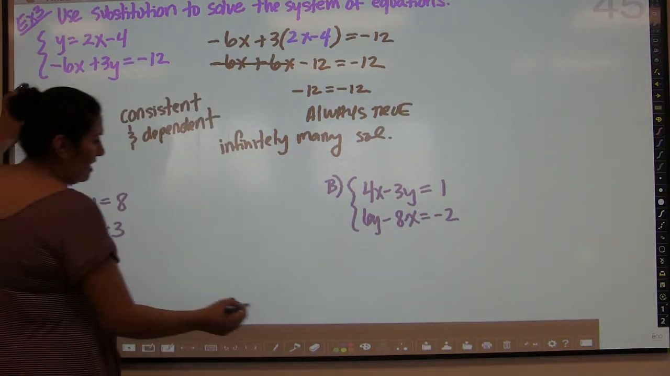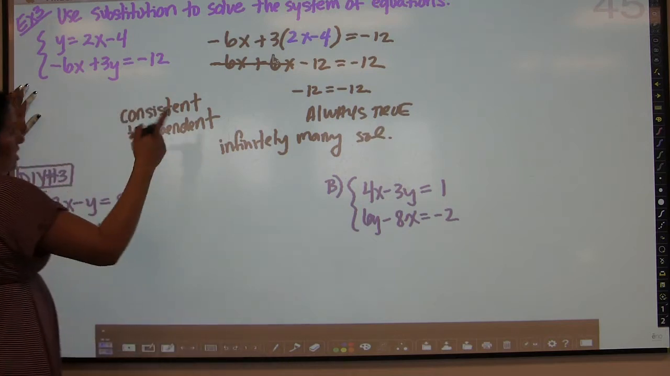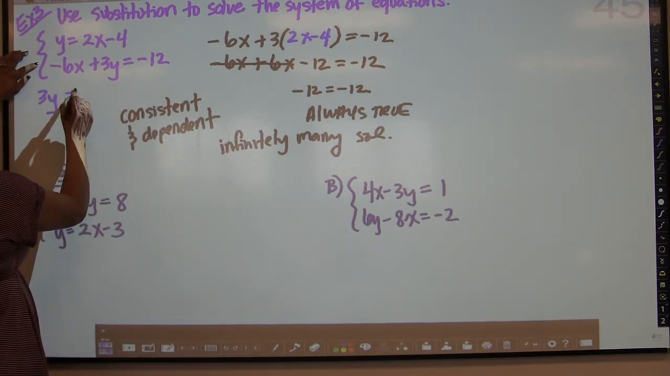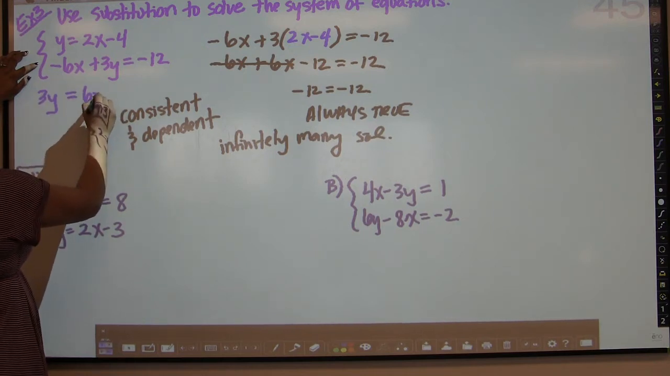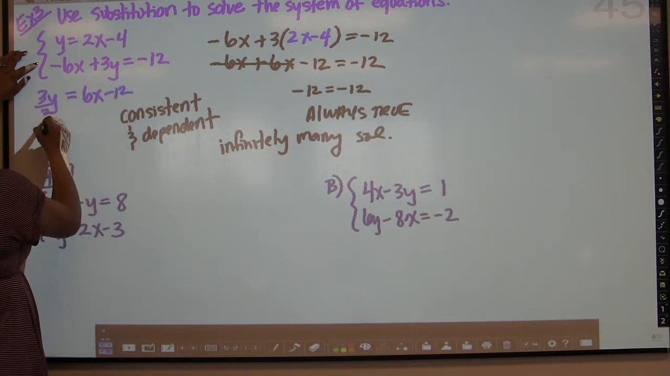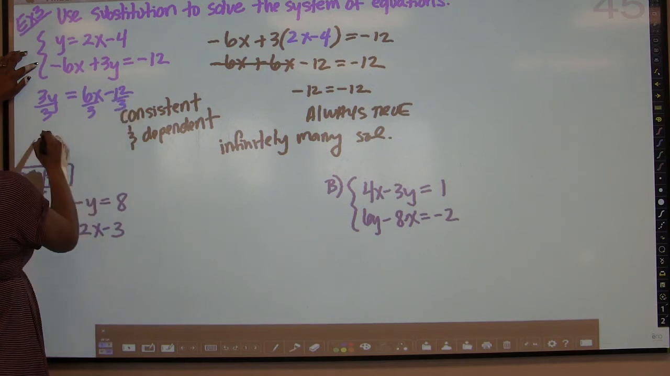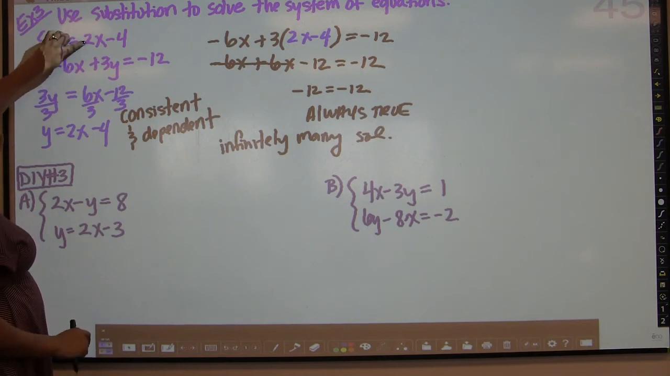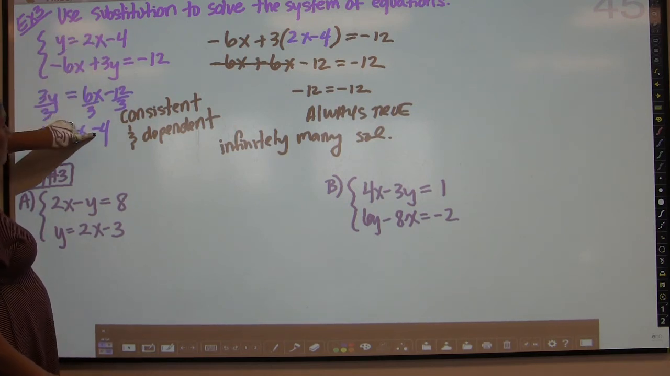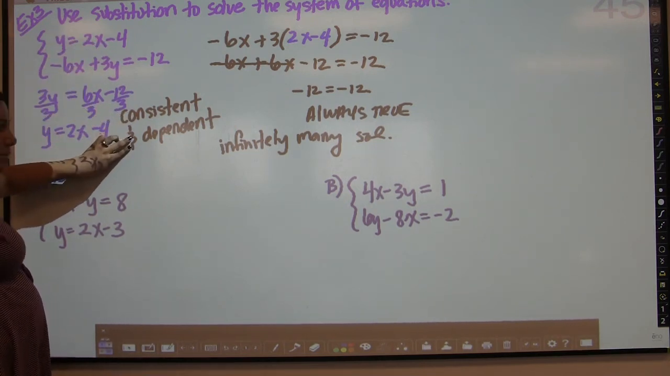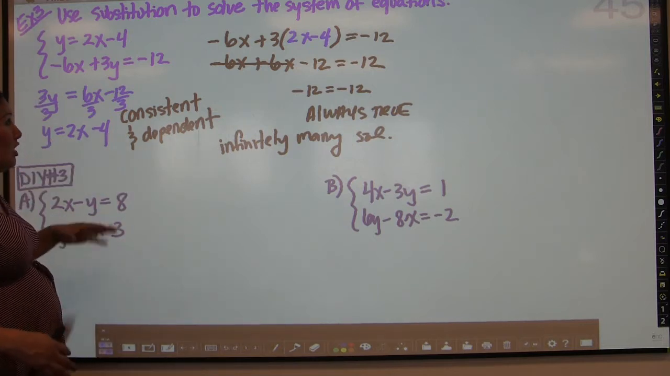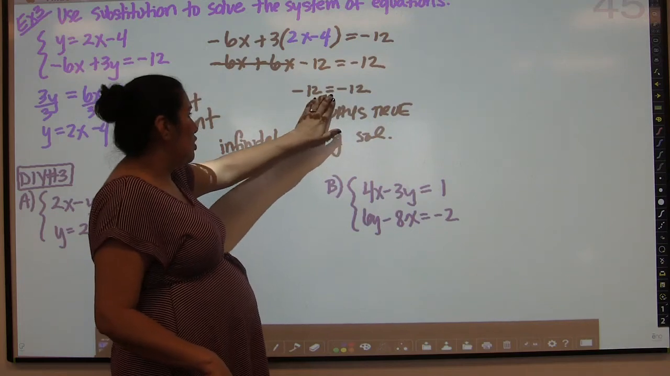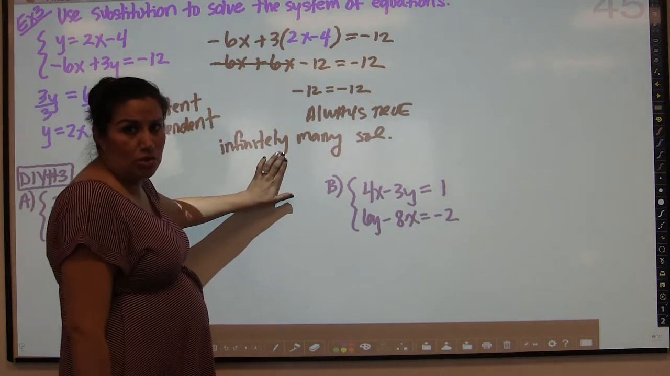And you can see that, if you hadn't actually done it algebraically, if I put this in y equals mx plus b, I'm going to add the 6x to the other side. And then when I divide by 3, I'm going to get y equals 2x minus 4. So you can see they have the same slope, same y-intercept, so they're a consistent and dependent system with infinitely many solutions. But algebraically, you don't have to do all that. Whenever you get a true statement like this, it's always true, infinitely many solutions.